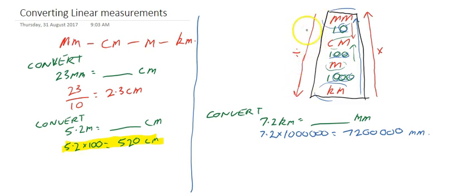Alright, so if you use this table, if you learn how to draw it, so you can always refer back to it, and then you convert downwards to divide, or upwards you multiply, you shouldn't have too much trouble converting linear measurements.